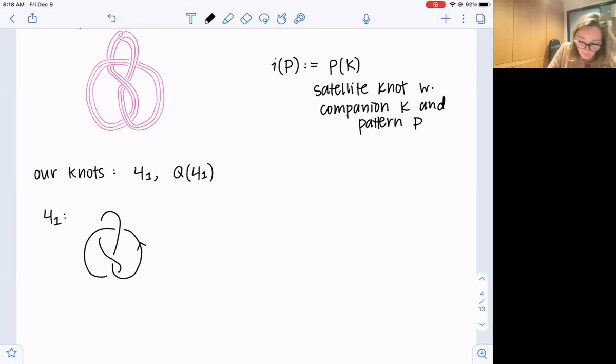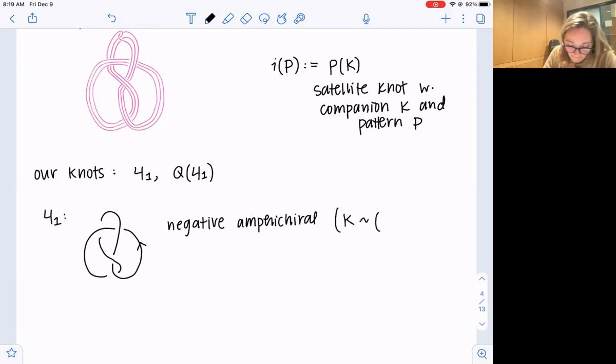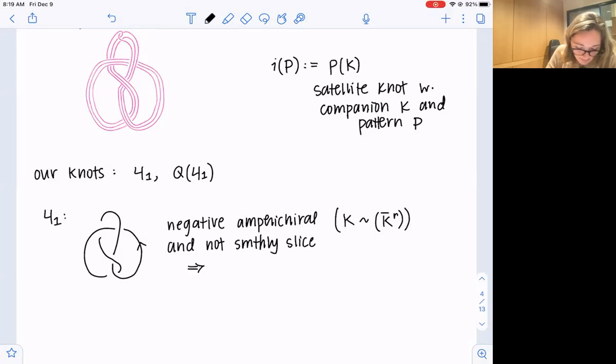Okay, maybe reorient it. And the reason this knot was chosen is that it's torsion, and the way to see that is that it's negatively amphichiral, which just means that this knot is isotopic to the knot that you'd get when you take its mirror image. So swap its crossings and take the reverse orientation, and you get a knot that's isotopic. And it's not smoothly slice. And these two conditions together tell us that this knot is order 2.